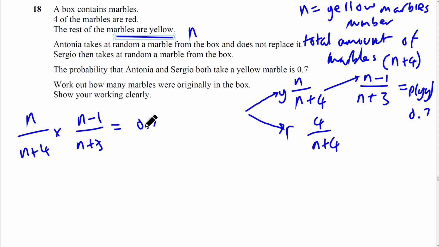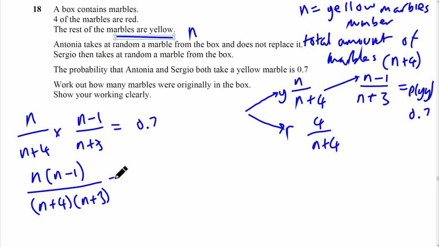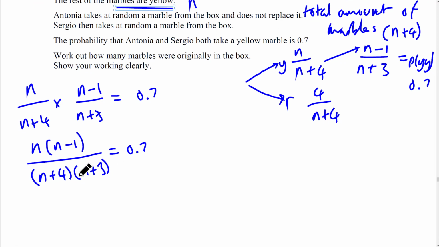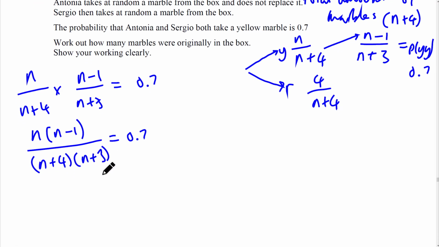Right, we're going to multiply out to simplify this. We want to get rid of these fractions. So as we're multiplying, that's just going to be n times n minus 1 over n plus 4, n plus 3 equals 0.7. So we're going to multiply both sides by n plus 4, n plus 3, okay?